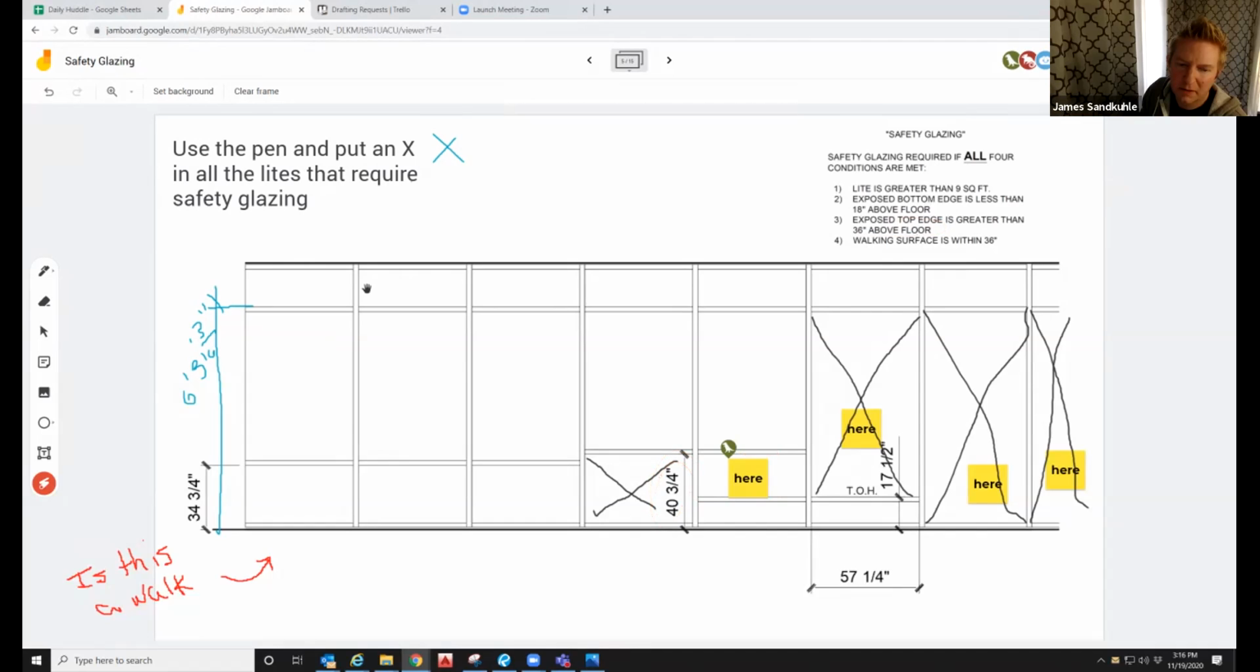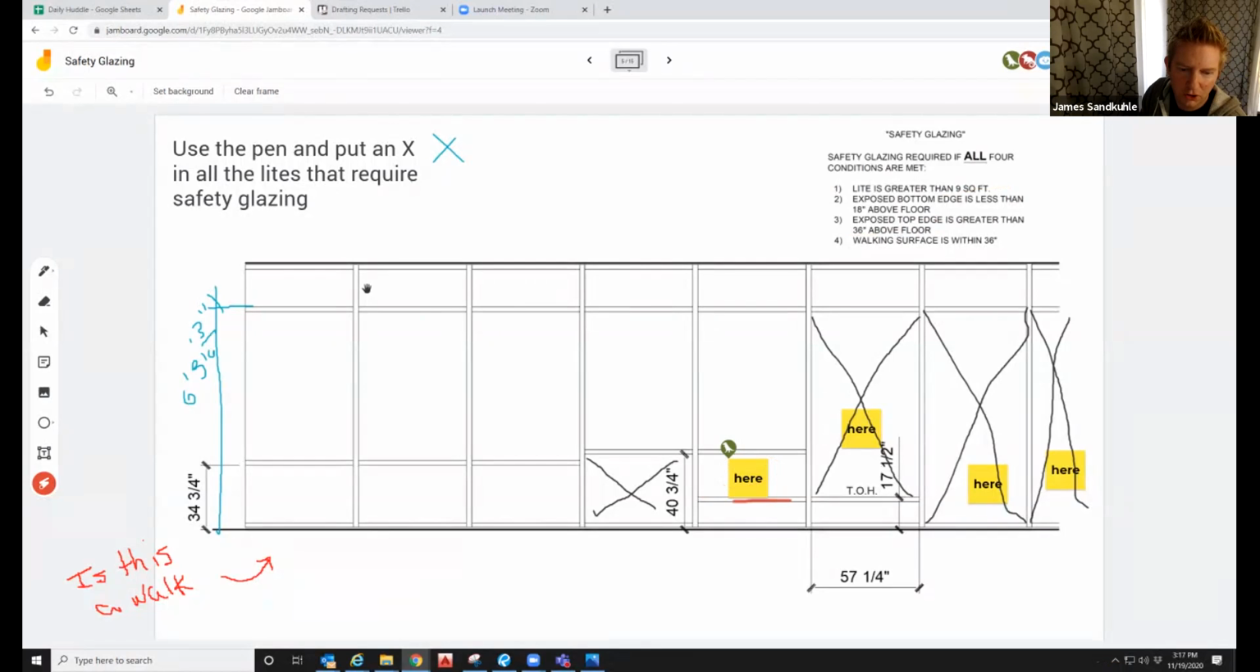Sometimes if you just find one, you don't even really need to go any further, I guess. Oh wait, no, I take that back. It would be tempered if it's greater than 9 square feet. So it's greater than 9, the top edge is greater than 36 inches, the exposed bottom edge is less than 18, and it's within a walk. So yes, you need to safety glaze that.